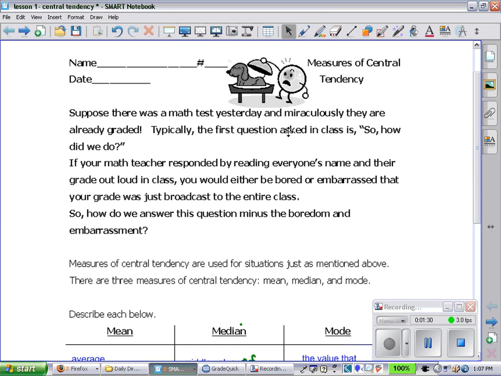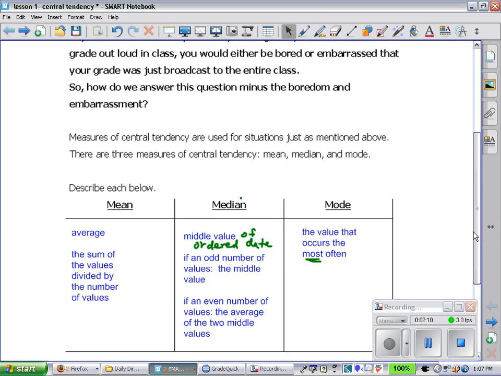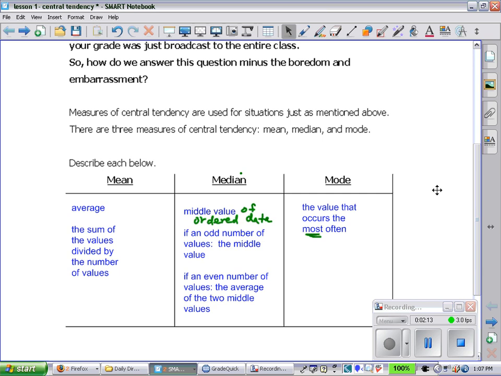It says, suppose there was a math test yesterday and miraculously they're already graded. Typically, the first question asked in class is, so how did we do? If your math teacher responded by reading everyone's name and their grade out loud in class, you would either be extremely bored or embarrassed that your grade was just broadcast to the entire class. So, how do we answer this question minus the boredom and the embarrassment? Rather than me listing off every single person's grade, you are looking for a summary. What's a quick overview of how the entire class did to help put your mind at ease on how you did? So measures of central tendency would be what we would use in this particular situation.